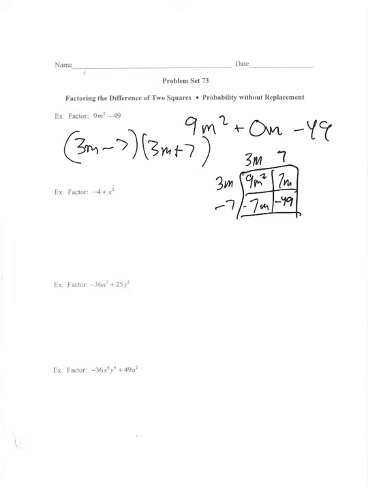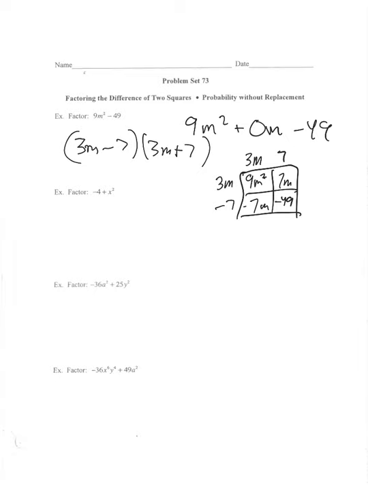Now, what's really nice is that if we recognize something early on, which is that we have 9m squared minus 49, we call this a difference of squares because you can square root each of these and get a positive integer. So if you square root 9m squared, you get 3m, and if you square root 49, you get 7. So this pattern exists for factoring differences of squares: 3m minus 7, 3m plus 7.